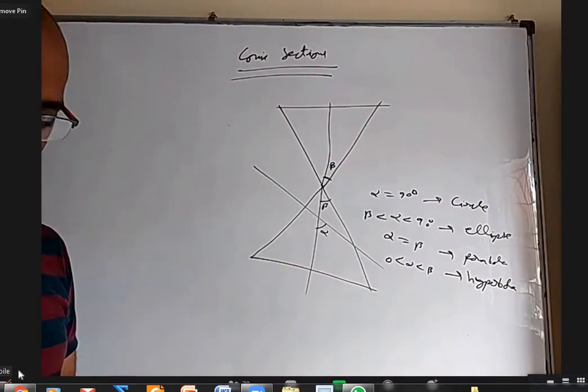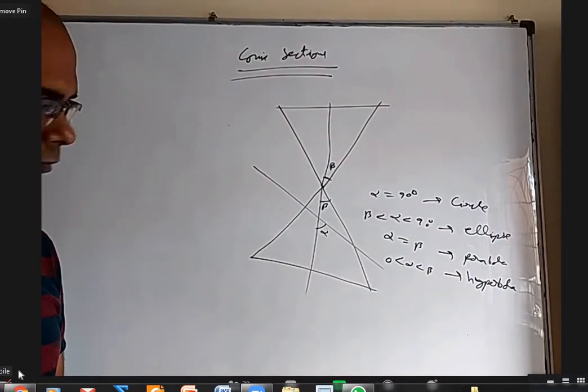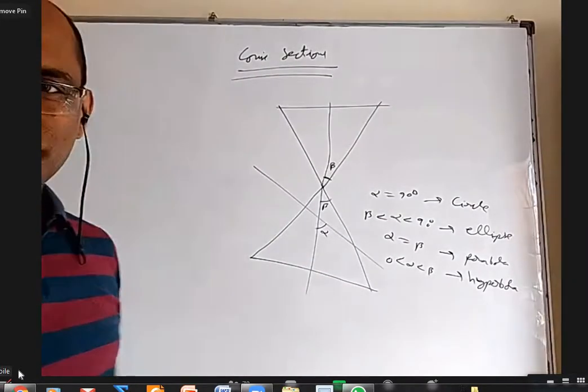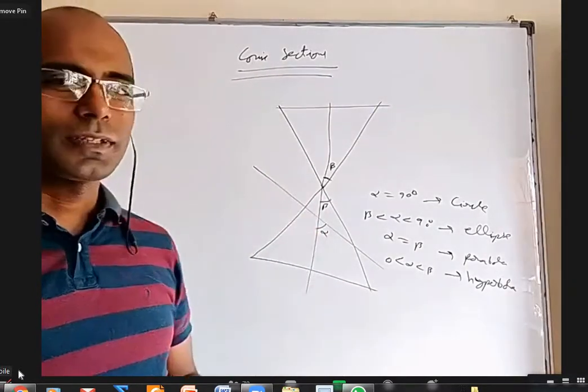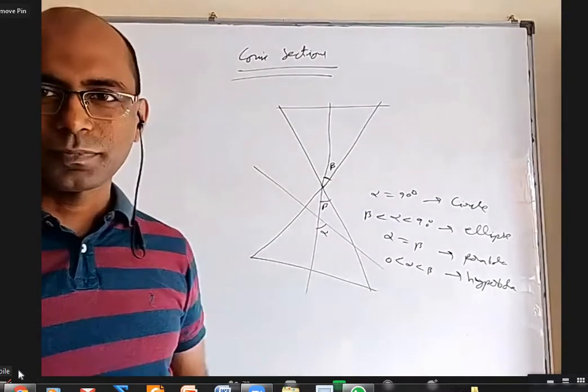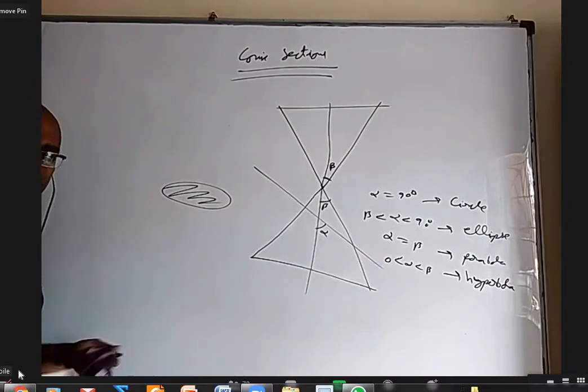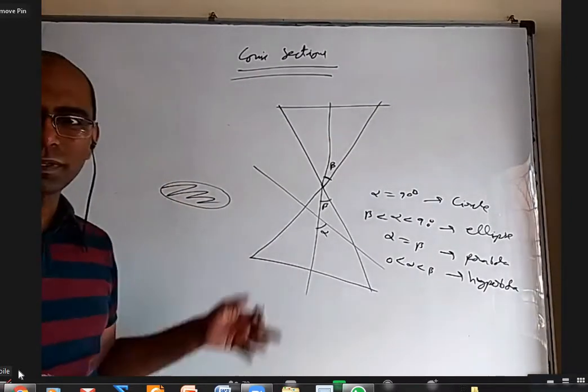Sir, but the cone should be hollow, no, sir? Hollow or solid doesn't matter. Of course, the perimeter only we call the ellipse, not the whole thing. To understand, we'll call only this the ellipse, or is this whole thing the ellipse? We're talking about that shape only. That's all.